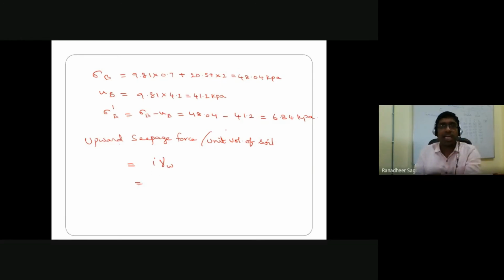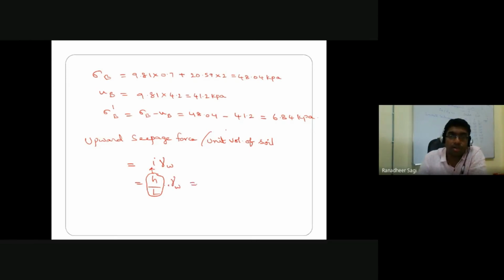Now, what is this i equal to? i is nothing but the hydraulic gradient. So how do we write down the hydraulic gradient? Hydraulic gradient is nothing but the total head loss for the corresponding length of seepage. Seepage is happening where? Through the soil strata. So the head loss for the length of seepage through your soil strata is going to define what is called the hydraulic gradient. This ratio, the hydraulic gradient, is multiplied by the unit weight of water.